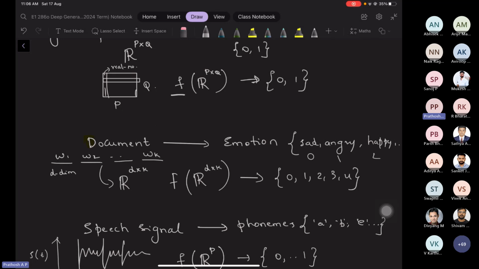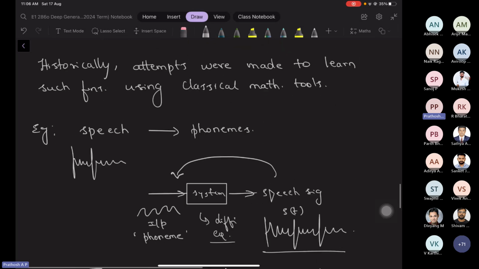So instead of saying that this particular document corresponds to one of these emotions, what if I tell you that, given a particular document, this document has a 30% chance of being sad and 20% chance of being angry, 40% chance of being happy, and so on. That's enough for most of the tasks that we are supposed to do.